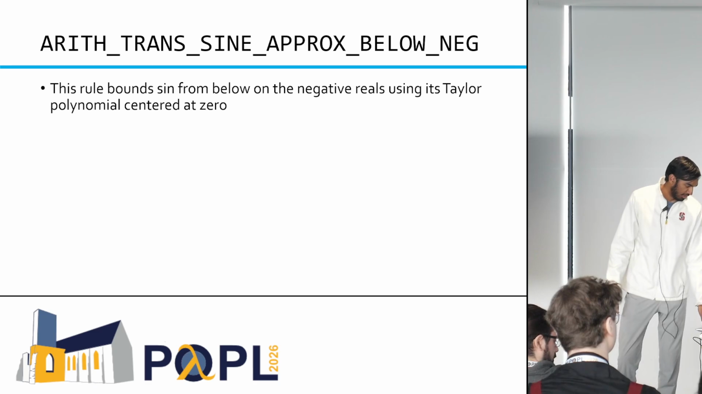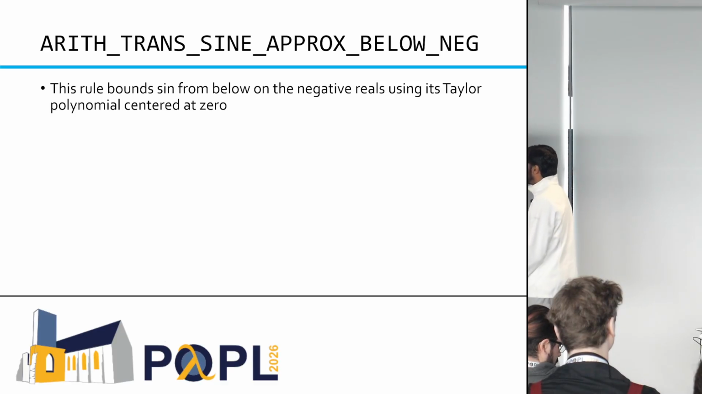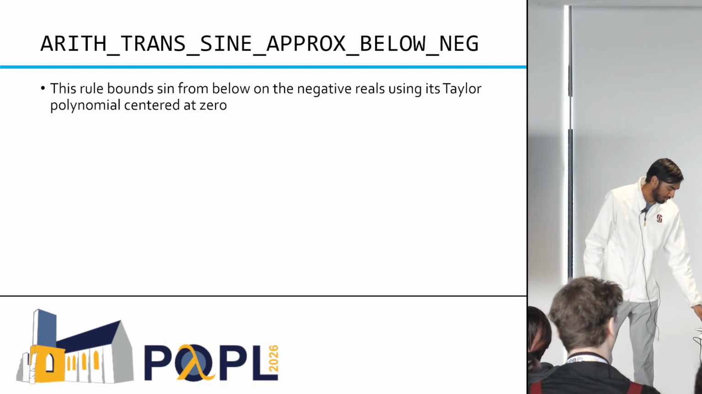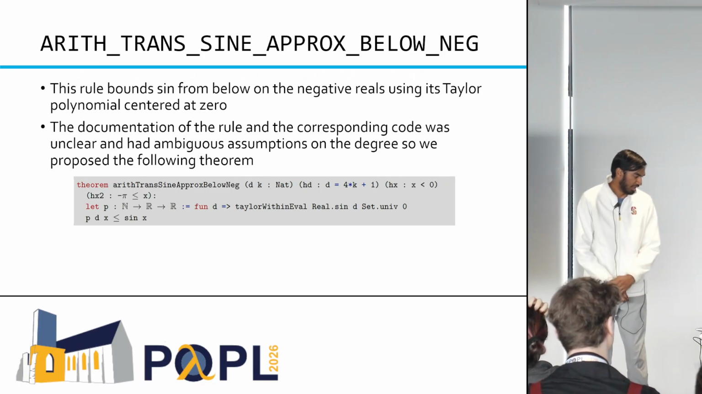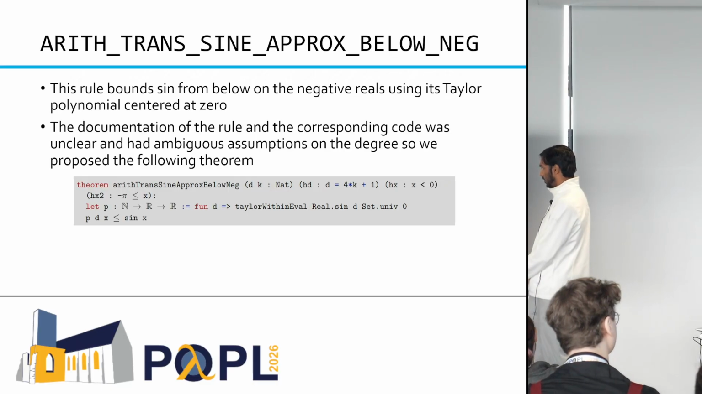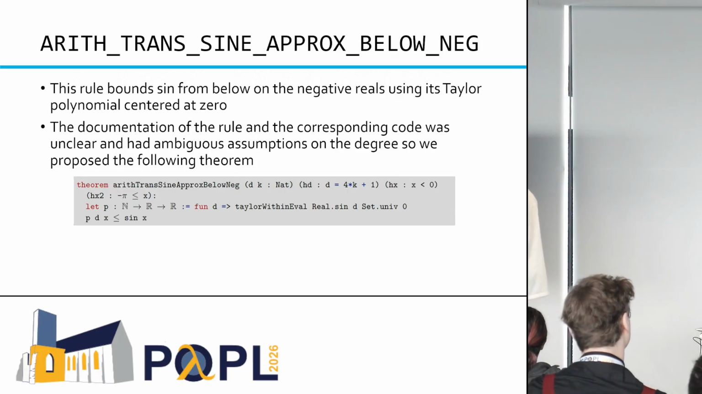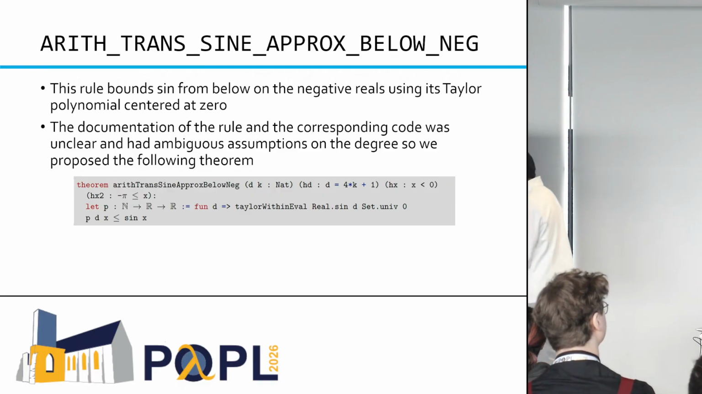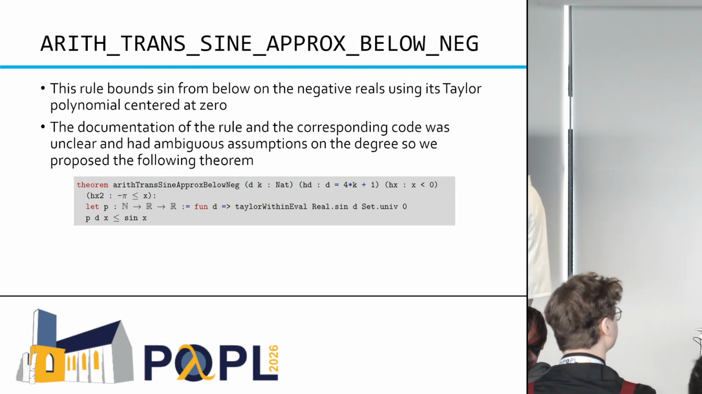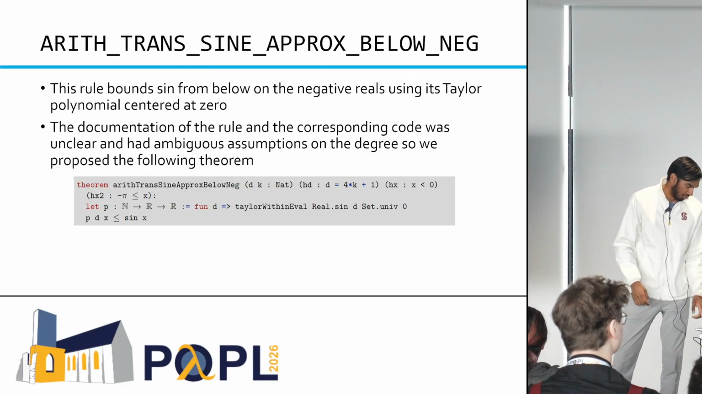And then finally, one last example would be bounding the sine function from below on the negative real numbers. This is one of the rules where the documentation was ambiguous, and so we had to propose a theorem. This is what we proposed, where d is the degree, 1 above a multiple of 4, and then you can bound sine from below by the Taylor polynomial, where d is 1 mod 4.